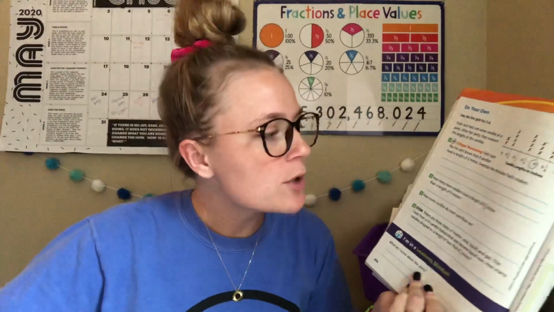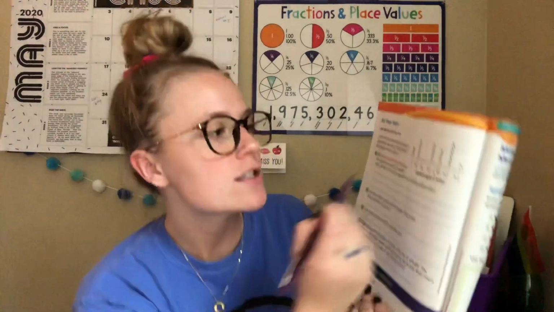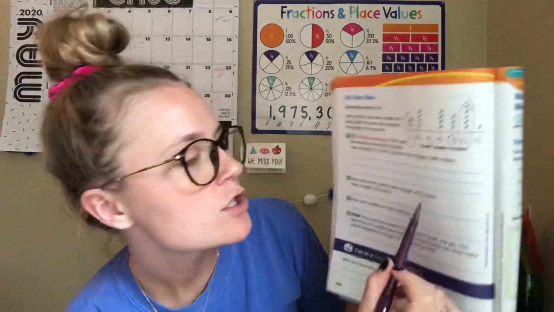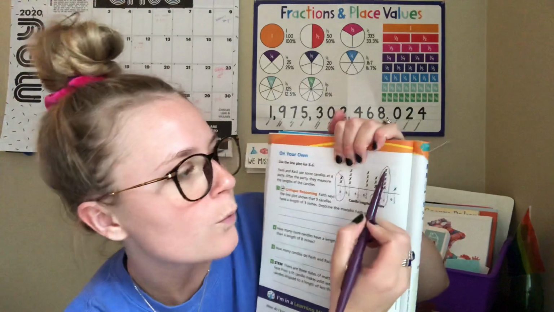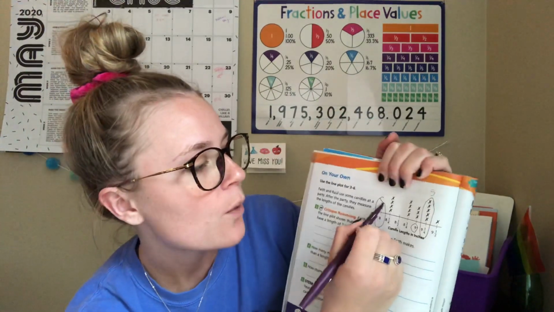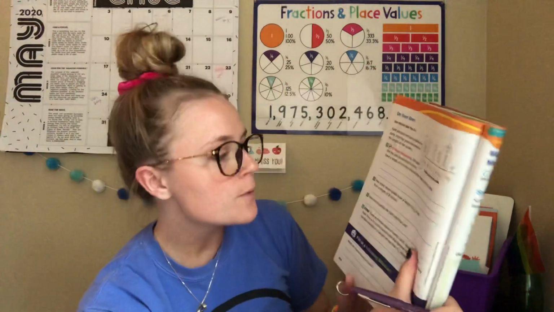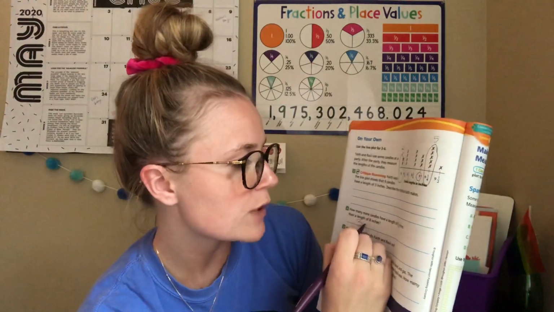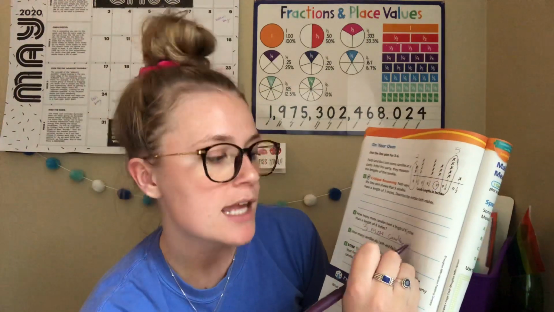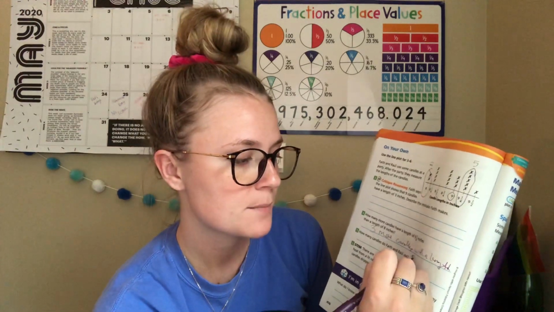Number 4 says, how many more candles have a length of 9.25 inches than a length of 8 inches? So let's compare. So 9.25 and 8. So how many candles have a length of 9.25 inches? 1, 2, 3, 4, 5 candles at 9.25. 2 candles at 8 inches. So what's the difference between 5 and 2? 3. So there's 3 more candles with a length of 9.25 inches.